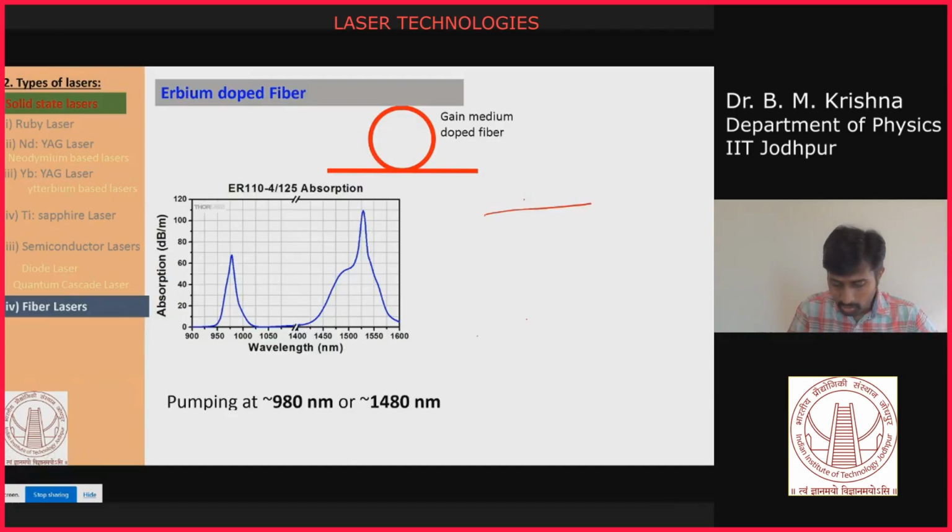See, for example, you have a pumping wavelength at 980 and your emission starts from here. That means there are energy levels existing here, so that you can pump here also. So around 1480 you can also pump to get your lasing action. These are higher energy levels, and as you go over longer wavelengths, these are lower energy levels. So when you pump at 1480, you can even have a transition to lower states. Some non-radiative decay can also happen.